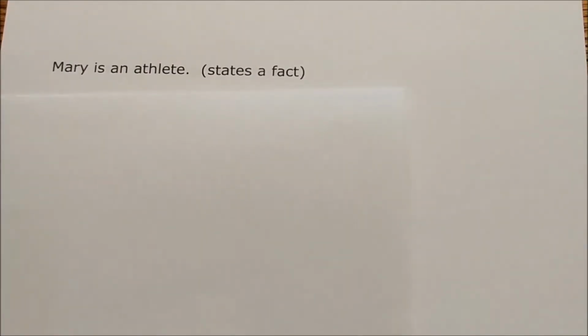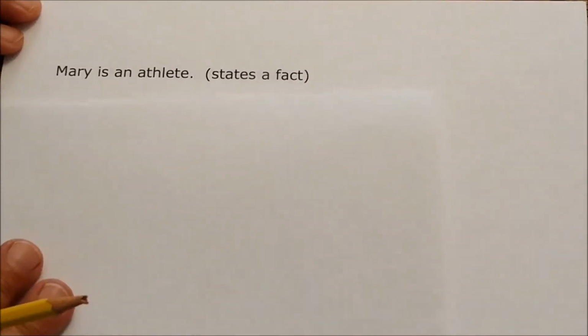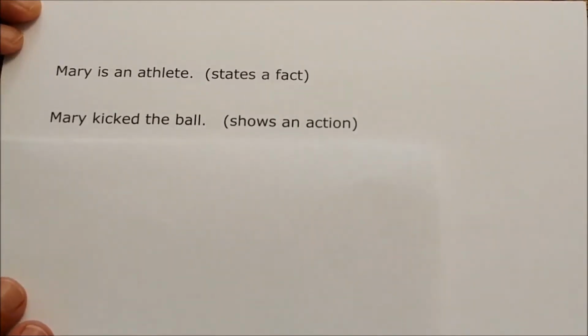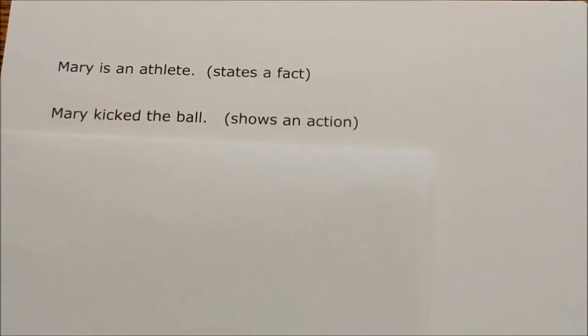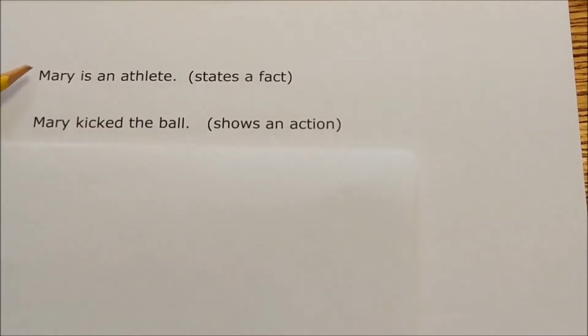Sentences can be made in two ways. Here's the first way. Mary is an athlete. This is a sentence that shows no action, but simply states a fact. The second way to make a sentence is like this. Mary kicked the ball. This clearly shows an action. Kicked. So we can have sentences that state a fact or sentences that show action. We're going to start our talk about grammar and mainly about sentences that show action.